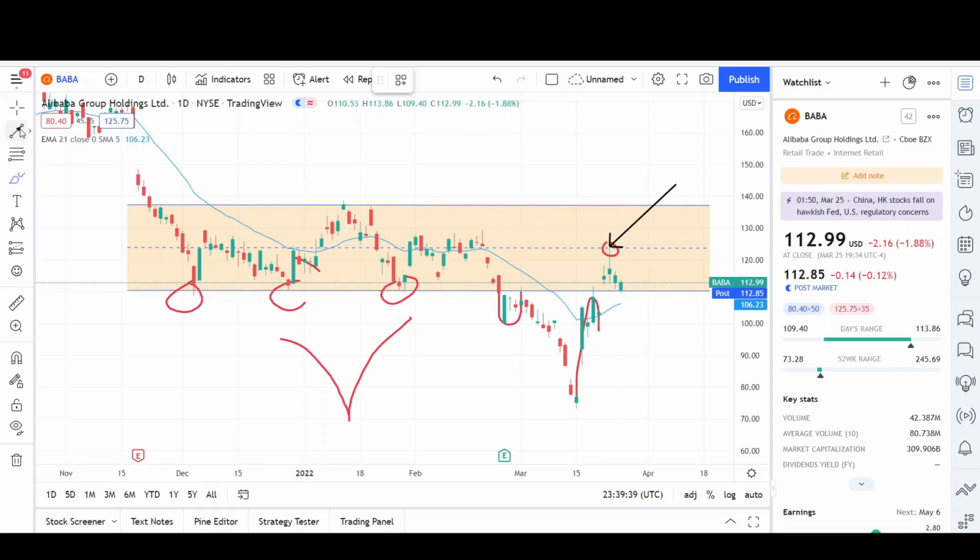Also, there's a measured move that could be played out. This would be the first leg up right here, and then if I move it over to the bottom of the correction, this looks like the second leg, and it's also right where I'm thinking prices are headed next, which is at the top of the range.